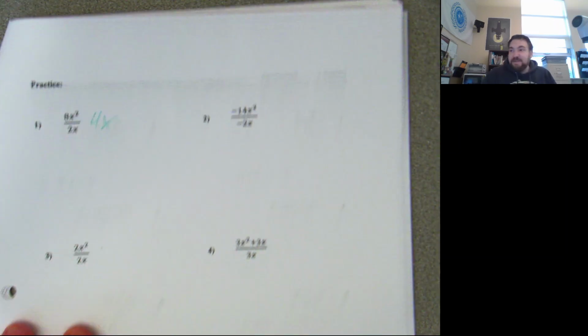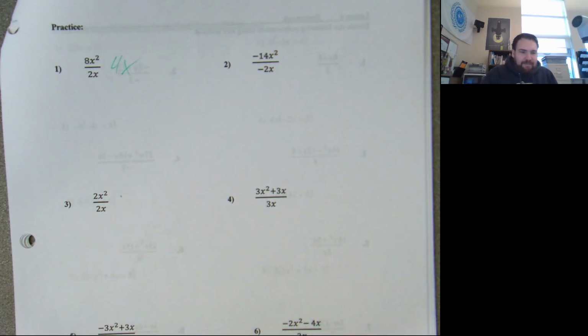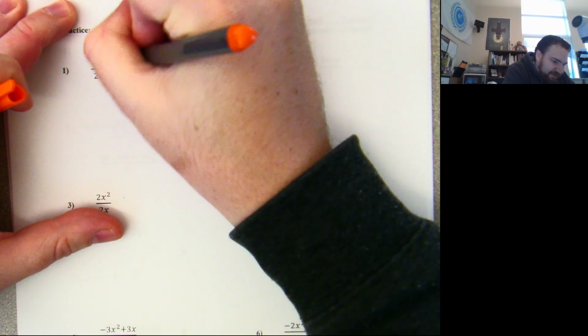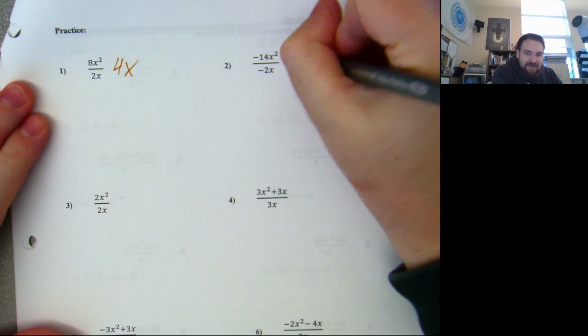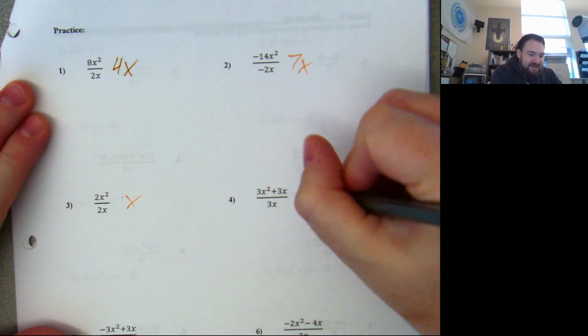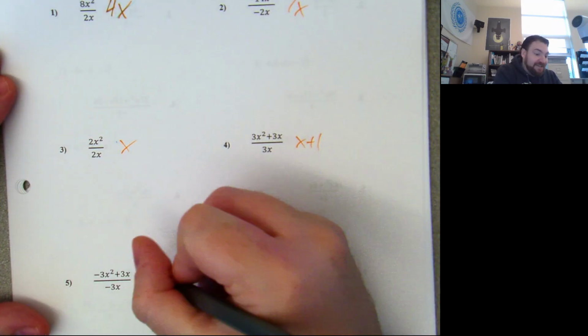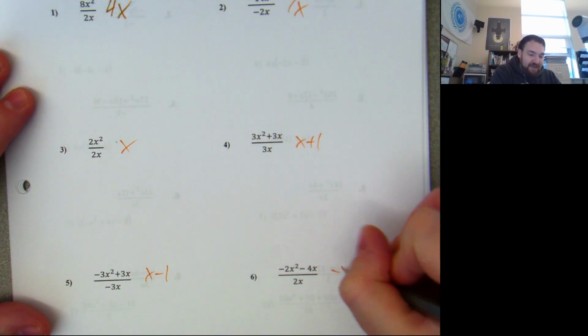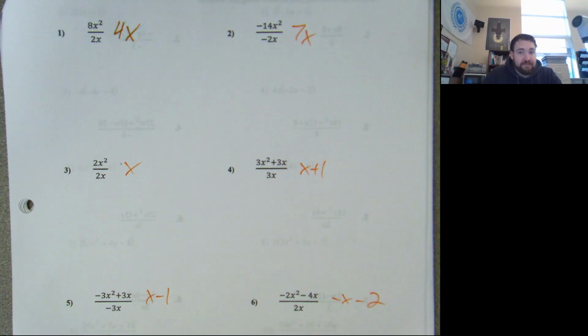Okay, take a look at this page. Here's your key. I'm going to change colors because that blue sucks. That one should be 4x, 7x, x plus 1, x minus 1, and -x minus 2. Would anyone like me to do any of these 6?